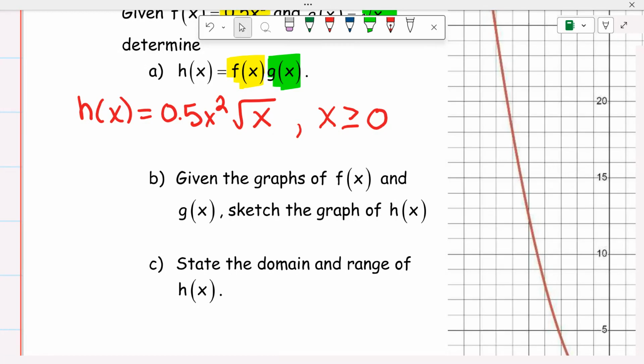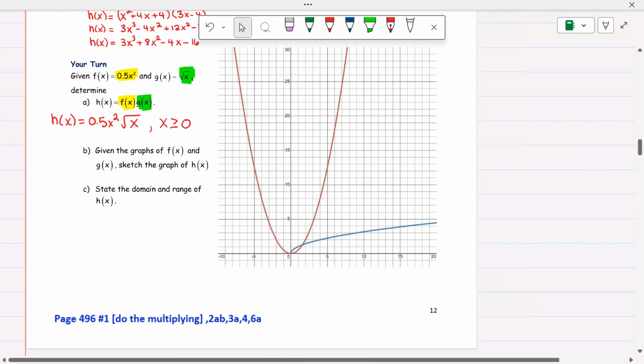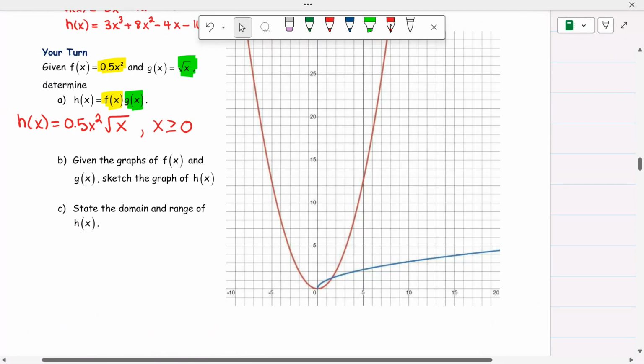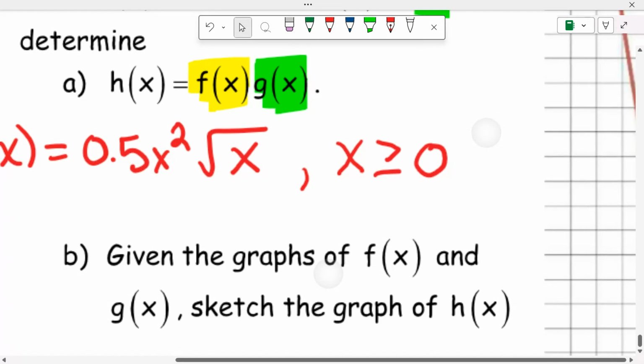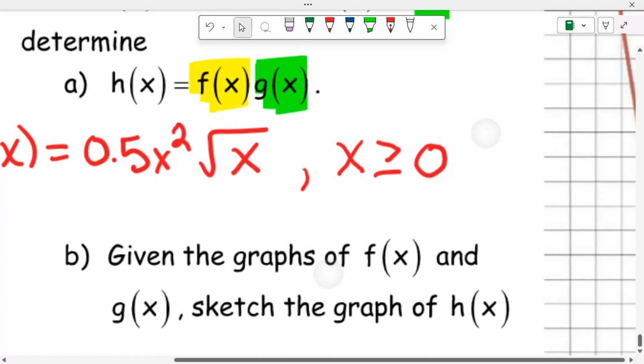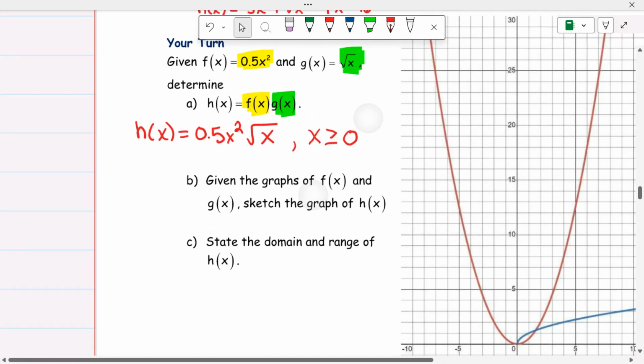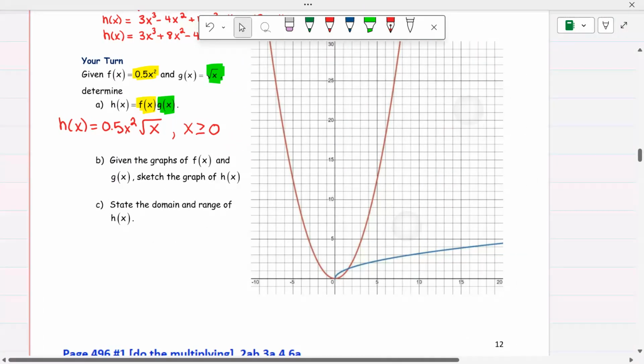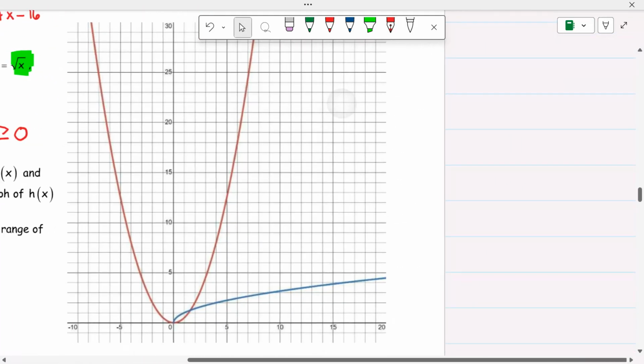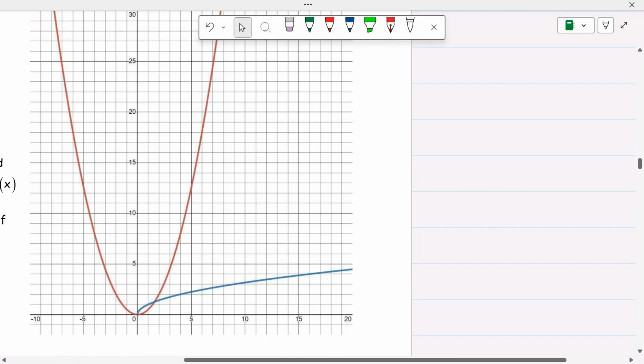Now given the graphs of f of x, so y equals half x squared is the red graph, okay? Y equals root x is the blue graph, so those were already graphed there for you. Now it's saying sketch the graph of h of x. So guys, I know we could put that onto the calculator, okay, and graph it using our calculator. That's the easy way to do it, which I would encourage you, if that happened on your quiz, definitely use your calculator. But do you think on your quizzes or unit tests that I just might give you a graph with no equations and ask you to sketch the product graph?